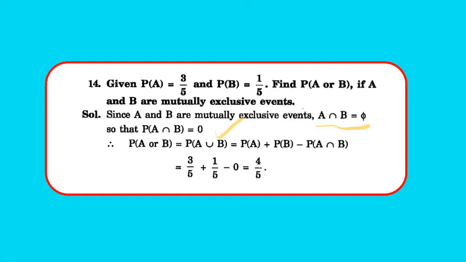We need P(A or B), which is equal to P(A union B). And we know the formula P(A union B) equals P(A) plus P(B) minus P(A intersection B). So putting the values 3 by 5, 1 by 5, 0, we get probability of A or B equals 4 upon 5. Done? So pause and note down the solution.